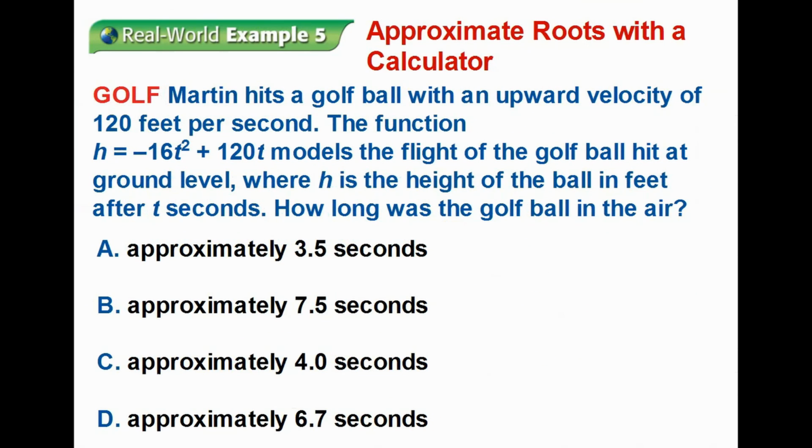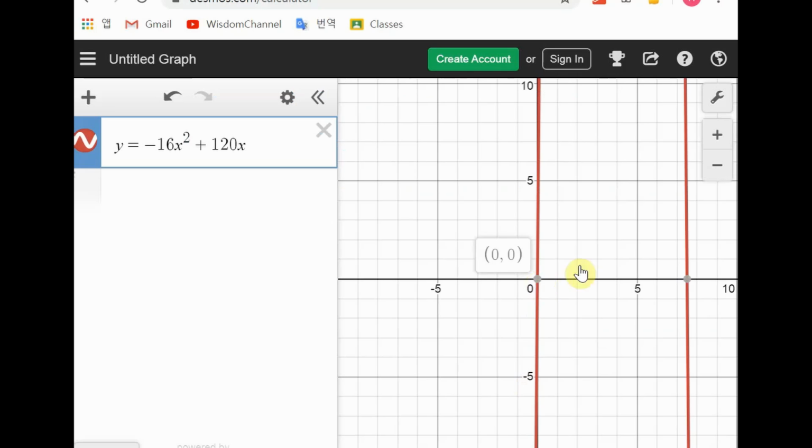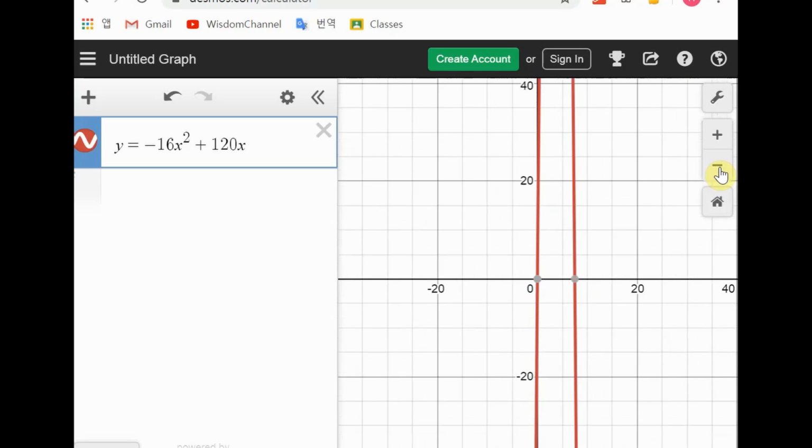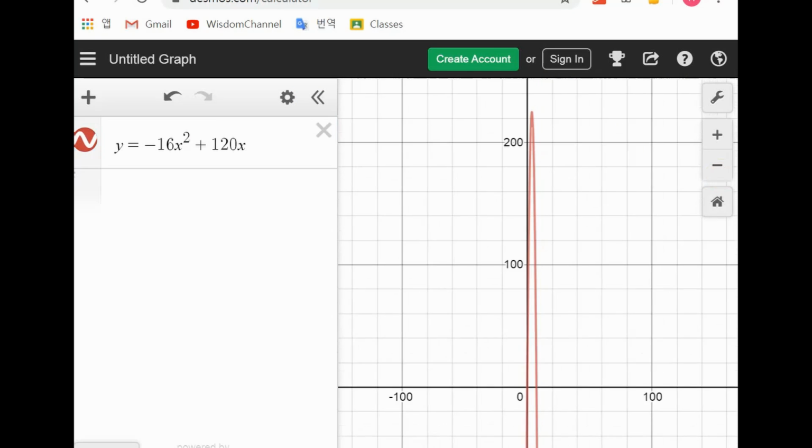Here's the last problem. Again, take a minute to read the situation. Here's an equation that you're going to use, where h is the height of the ball in feet after t seconds. Just like earlier, since the graphing calculator will not recognize h or t, I'm going to use h as your y and t as your x. Then here's a graph again. I know that it looks like two lines. However, if you zoom out, it should be a parabola on top.